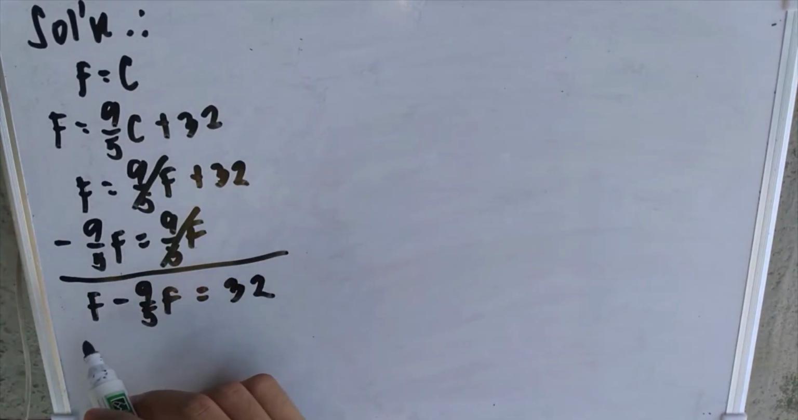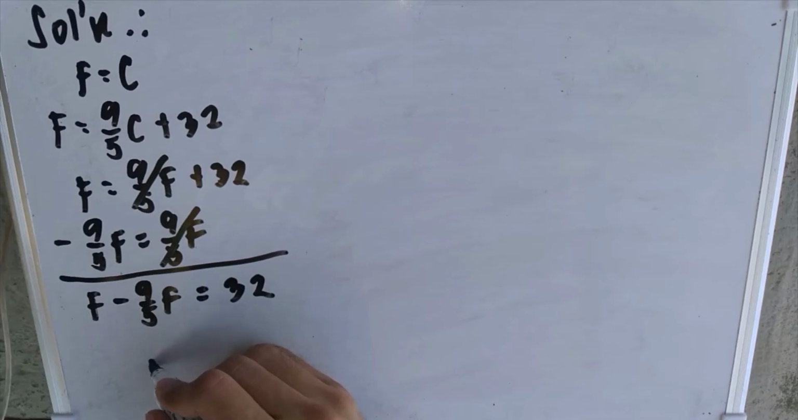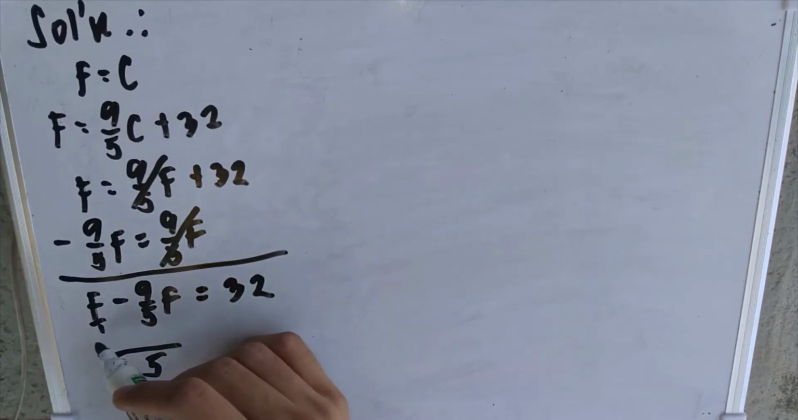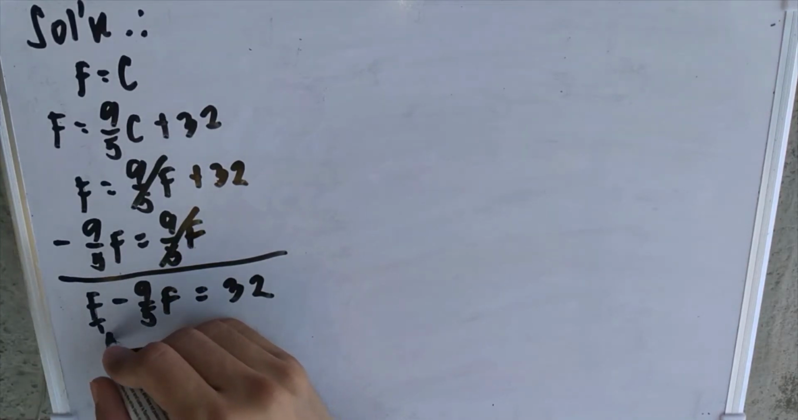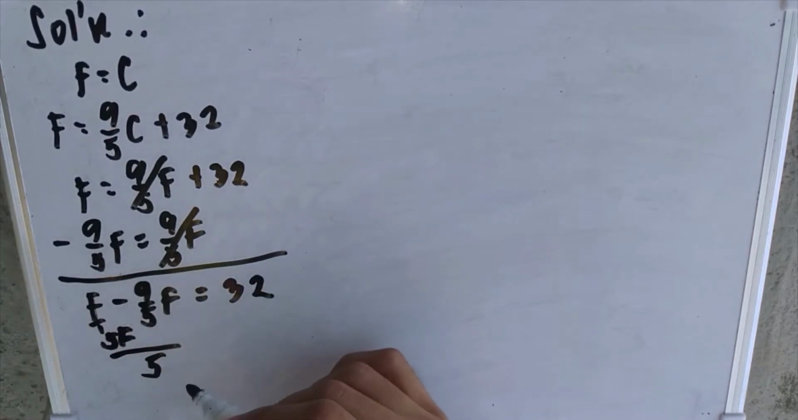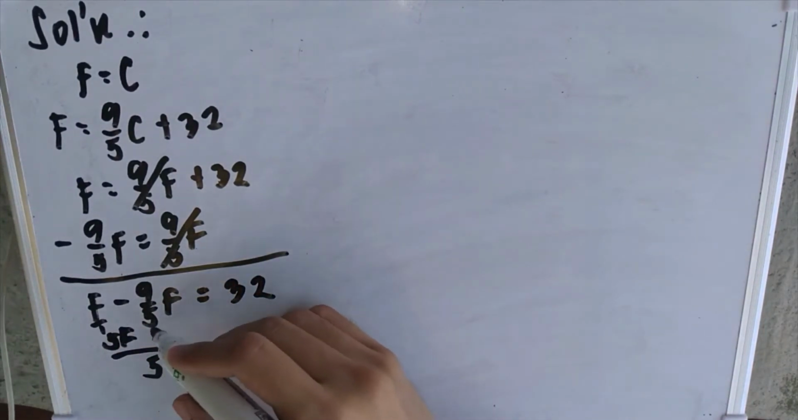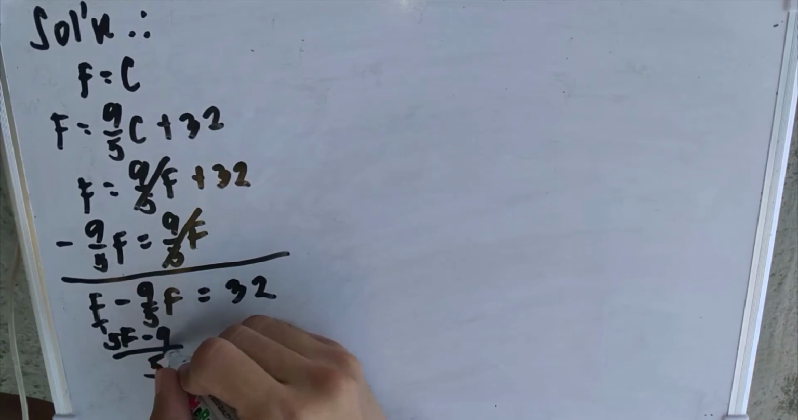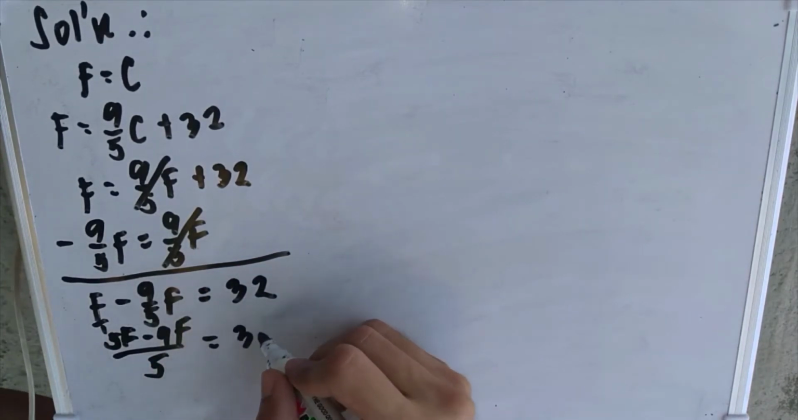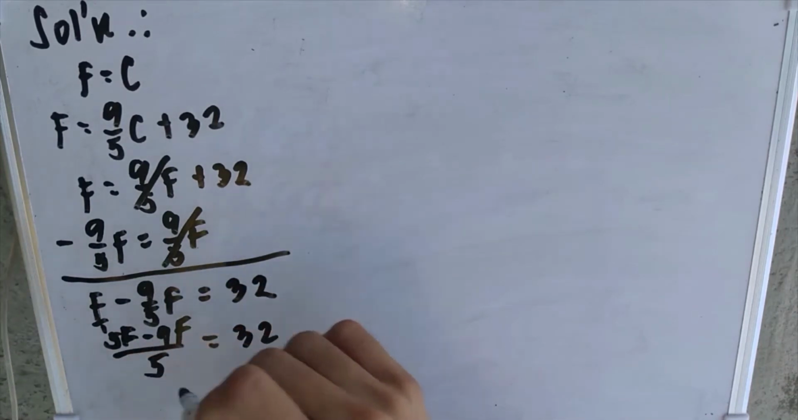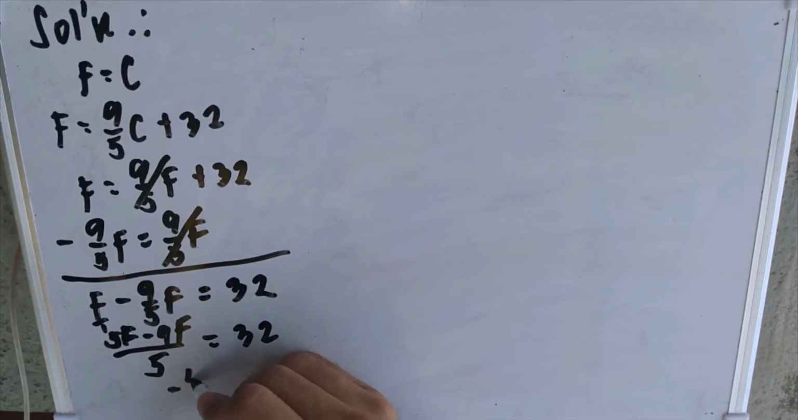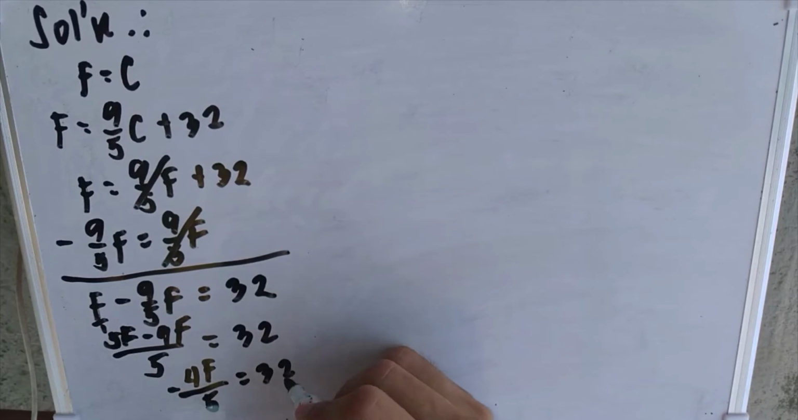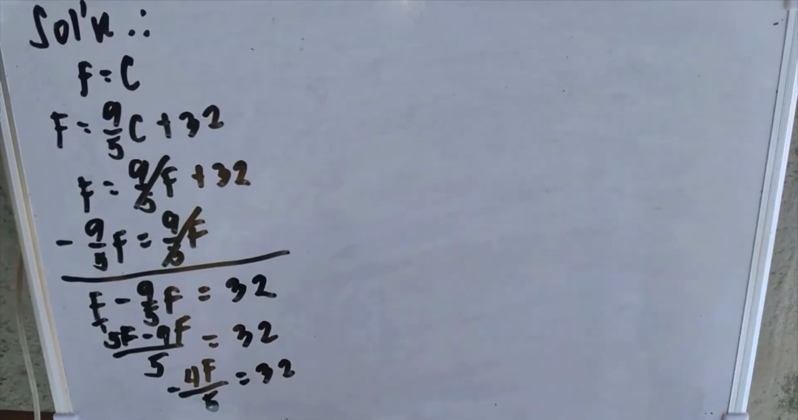Getting the LCD of these two terms, the LCD is 5. Knowing that we have 1 as the denominator of F, 5 divided by 1 is 5, multiplied to F is equal to 5F. 5 divided by 5 is equal to 1, multiplied to negative 9F is equal to negative 9F, equals 32. By simplifying the left side of our equation, we can get negative 4F over 5 equals 32, because negative 9 is greater than positive 5.